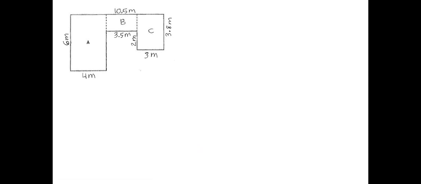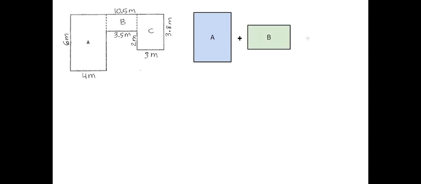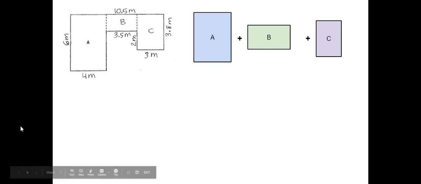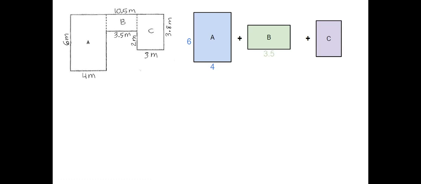Okay, so example 1, this is made up of 3 rectangles: rectangle A, rectangle B, and rectangle C. And as always, we always want to make sure that we label each of the rectangles. A is pretty easy. It's 4 by 6. B, this is 3.5, but how much is this right here? Is it obvious? Let's see if we can figure that out.